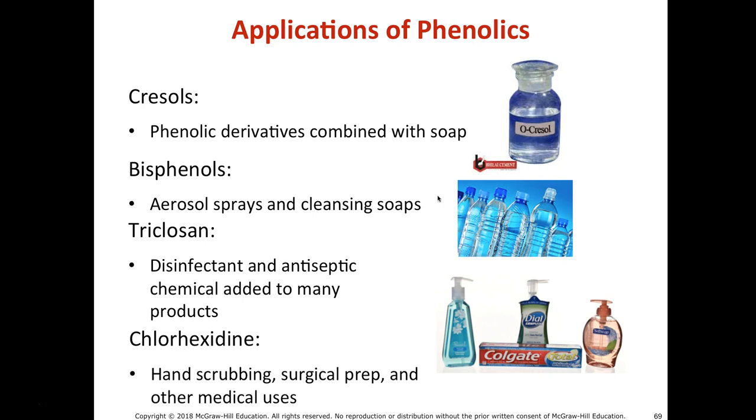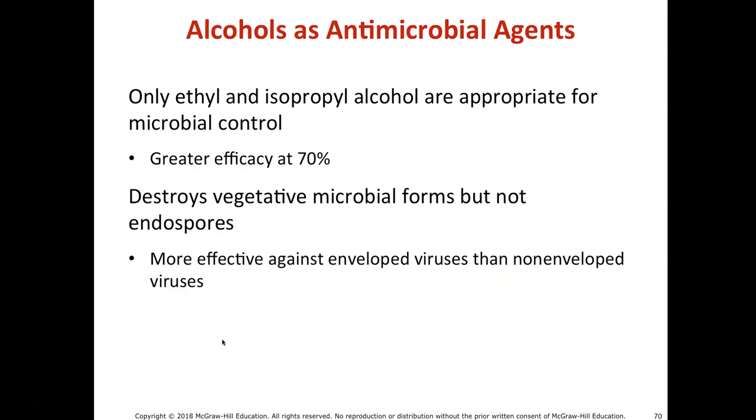Next, we have chlorhexidine. We are going to use this for hand scrubbing and surgical prep, and also on our other medical devices. Just in case you're wondering about the term chlorhexidine, that is a combination of a chlorine molecule and also two phenolic rings. So that's why it's in this category of phenolics. Next, we have our alcohols.